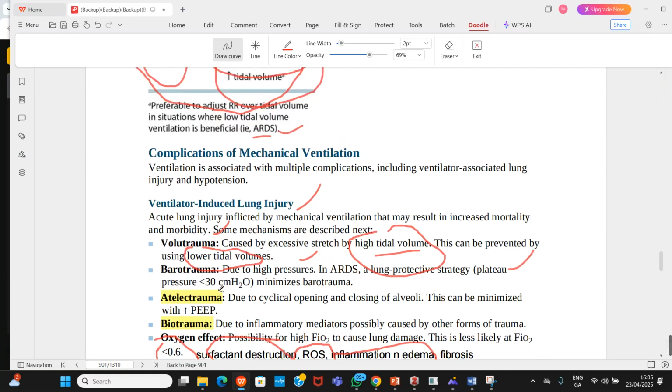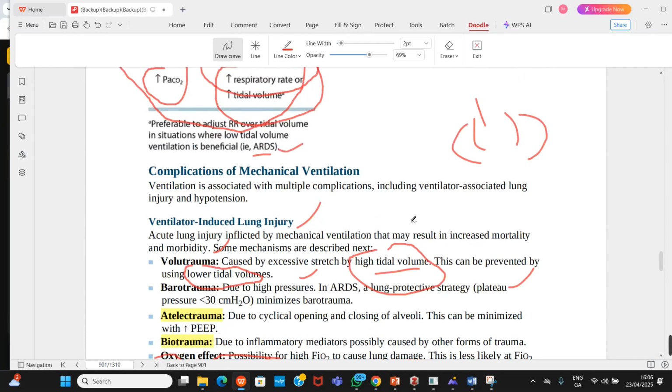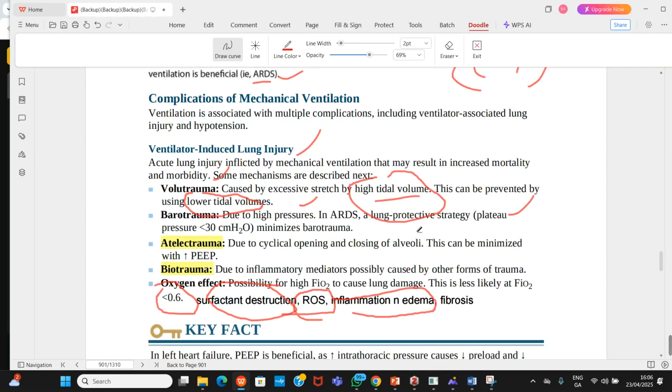So what are the complications of mechanical ventilation? Ventilator-induced lung injury. Number 1, volutrauma. This is when you deliver high tidal volume. It will burst. So use low tidal volume. Keep it to 6 or just around 6 is okay. Barotrauma. This is when pressure is too much. For example, somebody is delivering plateau pressure at more than 30 cm.